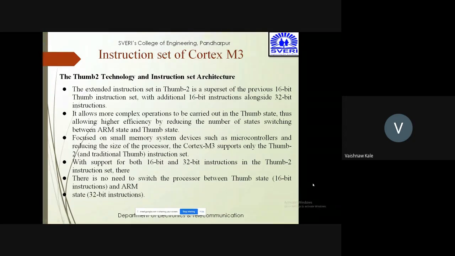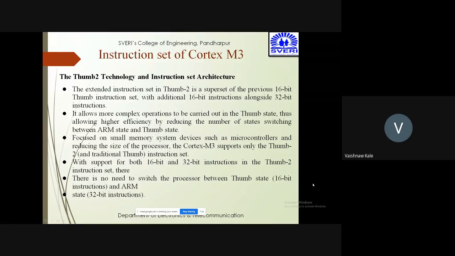The extended instruction set in Thumb-2 is the superset of the previous 16-bit instruction set, with additional 16-bit instructions alongside 32-bit instructions. So that's why I was saying this. It allows more complex operations to be carried out in Thumb state, thus allowing higher efficiency by reducing the number of state switches between ARM state and Thumb state. This is very important. उनके बीच में switch हो जाते हैं, so reducing the number of states will be beneficial in order to carry out the operations.